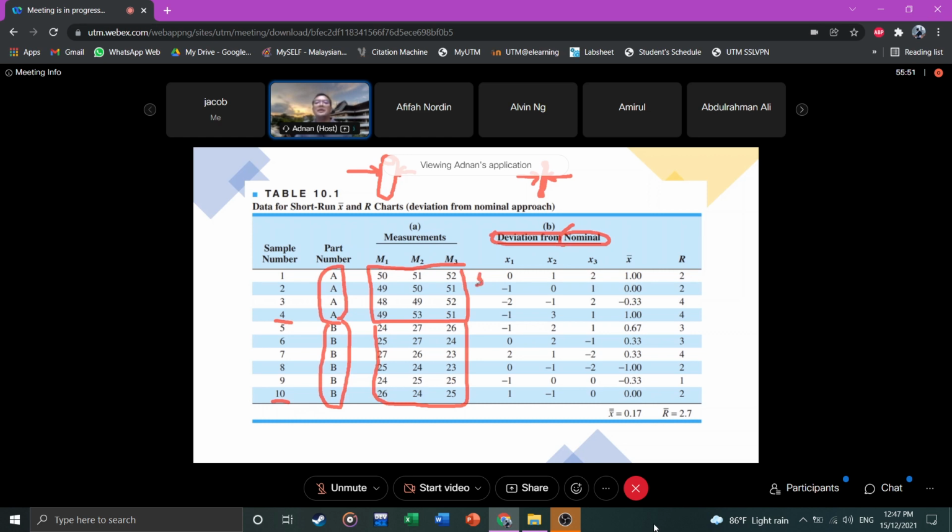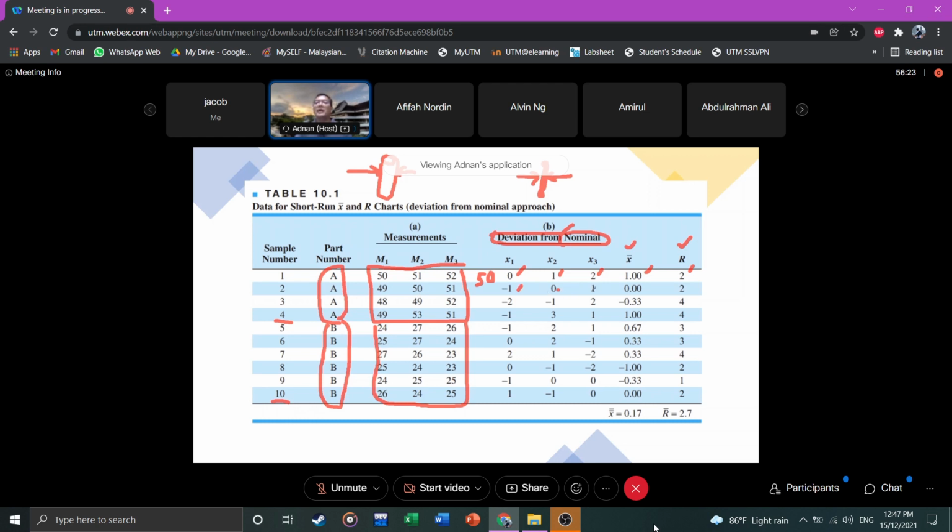So 50 minus 50, you get 0. Then 51 minus 50, you get 1. 52 minus 50, you get 2. Then you get the average, which is 1, and the range is 2 minus 0, which is 2. We still have an X bar chart and R chart. Continue with the second data: 49 minus 50 gives minus 1, 50 minus 50 gives 0.